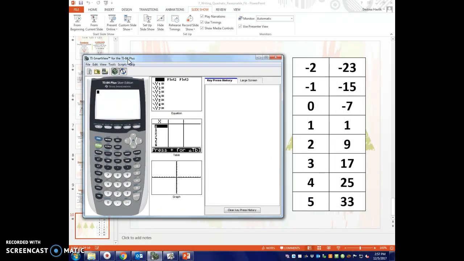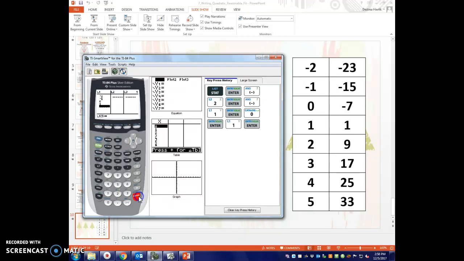All right, so we're going to go to stat, and then you hit edit. Stat, edit. Now we're going to put all the x coordinates, which is always this side, into L1. So we hit -2, enter. Then you hit -1, enter. Do this with me. 0, enter. 1, enter. 2, enter. 3, enter. 4, enter. 5, enter. Okay? Oops, I don't know if I got 5. Oh, yeah, I did.